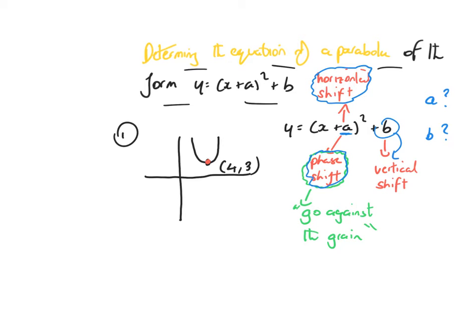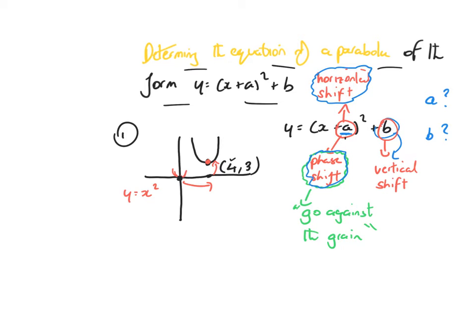Okay, now this parabola would be y equals x squared originally, but what's happened is it's been shifted to the right and it's been shifted up. So when I say shifted to the right, that's the phase shift, that's the horizontal shift, and it's been shifted up, that's the vertical shift, that's that b. Okay, now the shift along is given by the value a. Now we can see that we've shifted from 0 along to the x coordinate of 4.